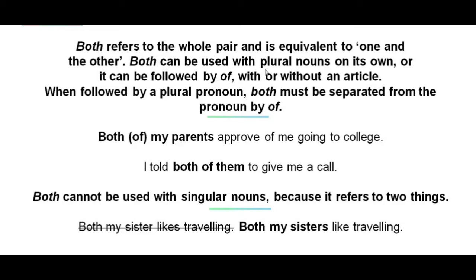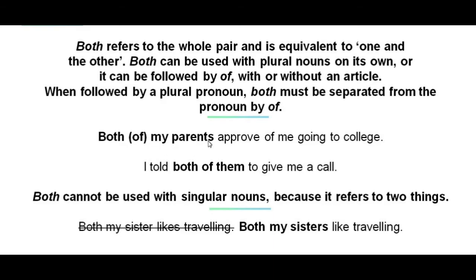Both can be used with plural nouns on its own, or it can be followed by of, with or without an article. Now, when followed by a plural pronoun, both must be separated from the pronoun by of. Have a look at the examples below.